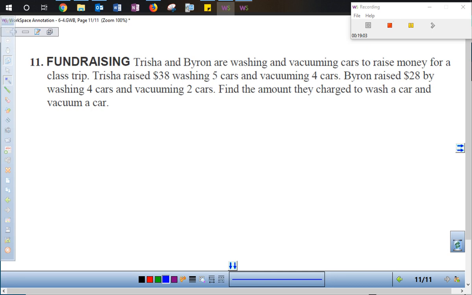Now, for this problem, we're talking about washing cars and vacuuming cars. I think it would be better to use W and V instead of X and Y. So I'm going to let W represent the price of a car wash. And then I'm going to let V represent the price of vacuuming a car.